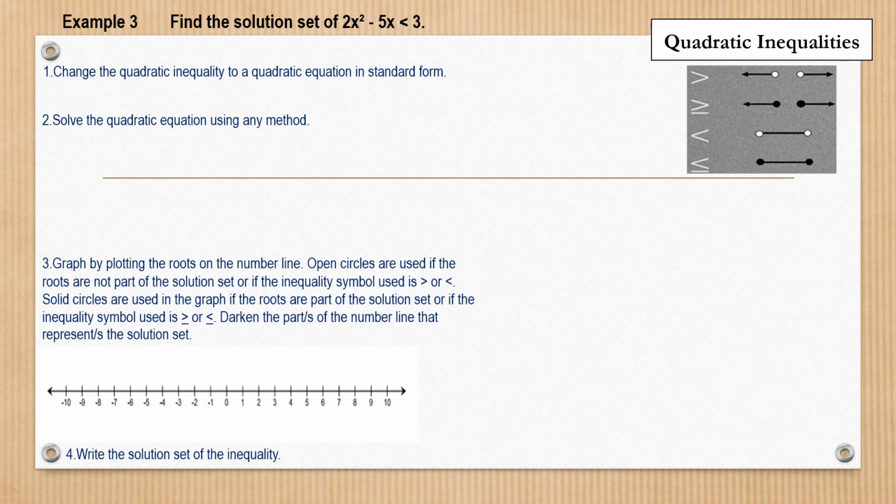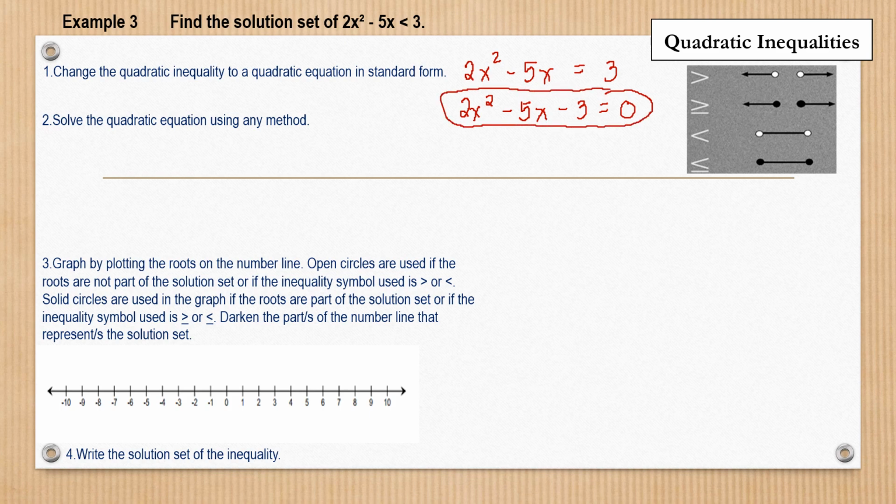For our third example, we have: find the solution set of 2x squared minus 5x is less than 3. So for step 1, change the quadratic inequality to a quadratic equation in standard form. We have 2x squared minus 5x is equal to 3. Next, move all terms to the left side of the equation, so it becomes 2x squared minus 5x minus 3 is equal to 0. This is now our quadratic equation in standard form.